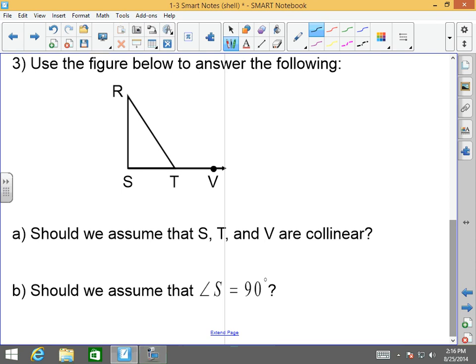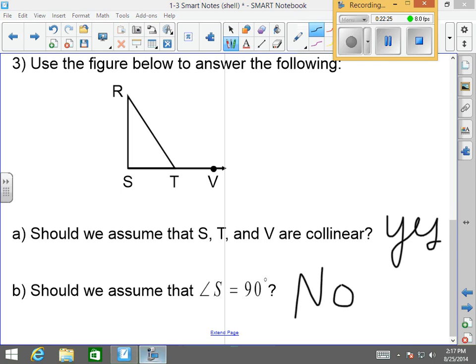Next. Use the figure below to answer the following questions. Should we assume that S, T, and V are collinear? Yes, sir. Absolutely, 100% you should. Should we assume that S is 90 degrees? No, we cannot assume that. And guess what, boys? We have now learned betweenness, collinearity, and assumptions. God bless you. I hope you had a great class, and I hope you learned a lot. Thanks a lot.